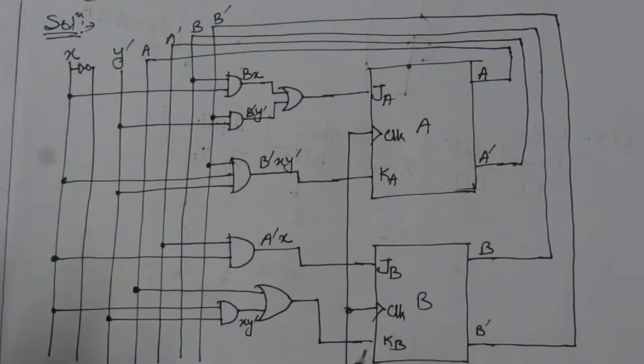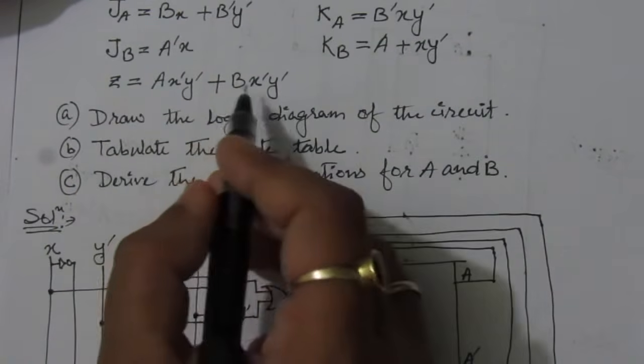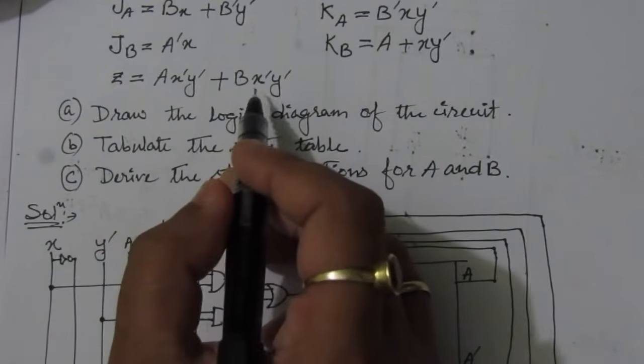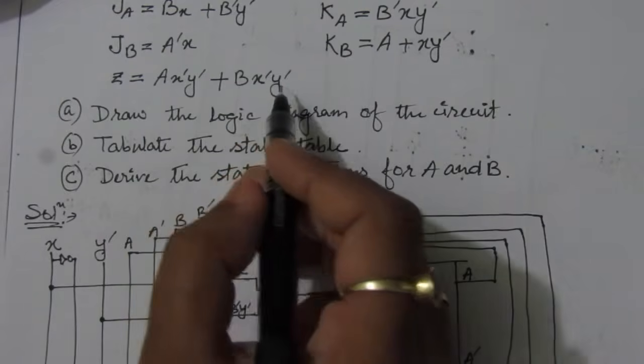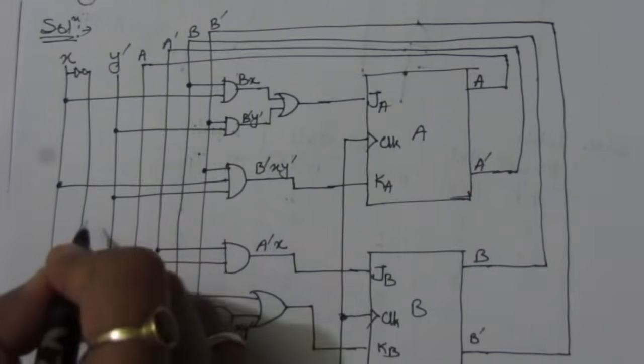Now we have the output expression. The output expression is A x bar y bar plus B x bar y bar. First of all, we will find x bar y bar. X bar y bar we have to find first. So we have here x bar.